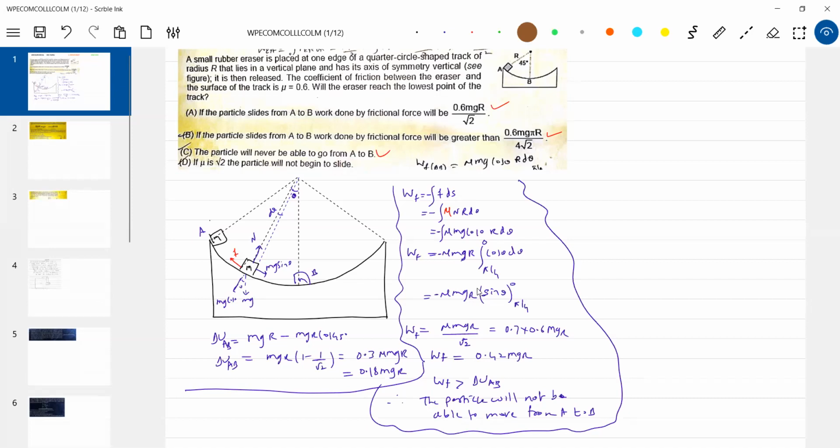The particle will start its motion from here. Tan 45 is 1. What is mu? The particle slides only when tan theta is greater than mu. So for option D, the explanation is: tan theta is less than mu, therefore the particle will not slide, because I release it at A only.